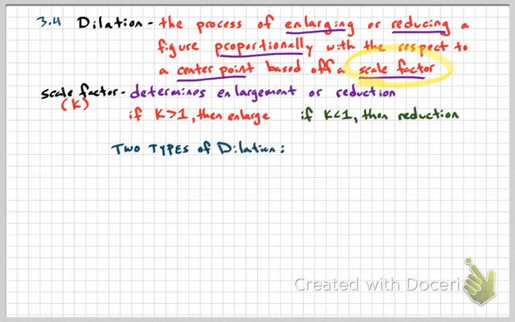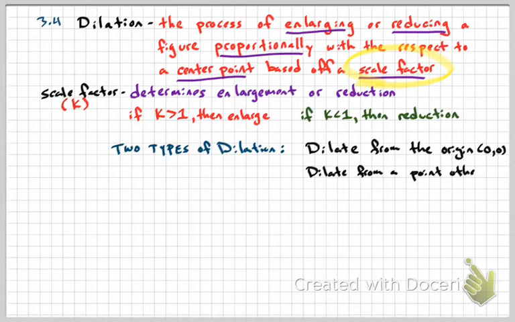So there's 2 types of dilation. We're going to learn one today and one in the next video. So you can dilate from the point 0, 0. So just like when we did rotation, how we could rotate around 0, 0 or rotate around a point other than 0, 0, the same thing is true with dilation. So you can dilate also from a point other than the origin. So we're only covering dilating from 0, 0 today. We'll cover dilating from a point other than 0, 0 at a different time.